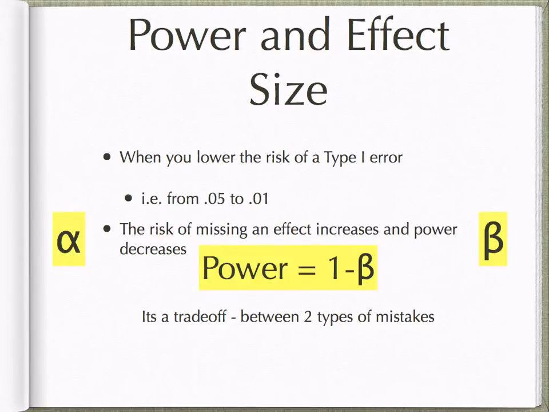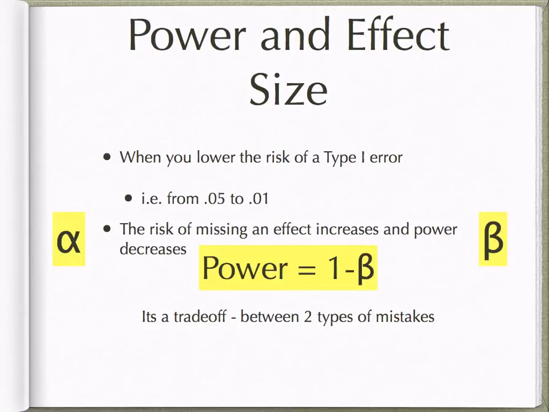And the relationship between power and effect size is when you lower the risk of the type 2 error, so again from 0.05 to 0.01, the risk of missing an effect, which is beta, decreases. The risk of type 1 error increases and power decreases. So as we lower alpha, we reduce our risk of a type 1 error. But we increase beta, which is our risk of a type 2 error. By increasing beta, we lower power. And again, it's just a trade-off between the two types of mistakes.